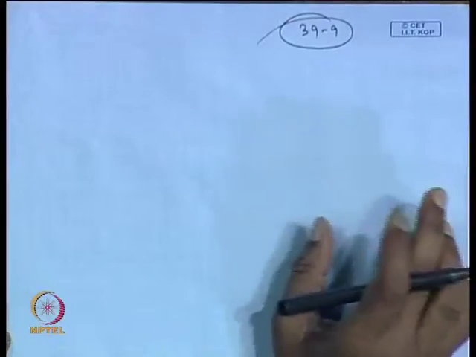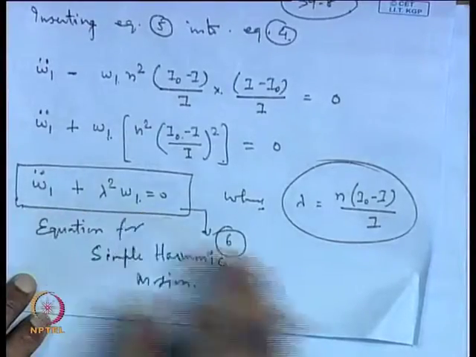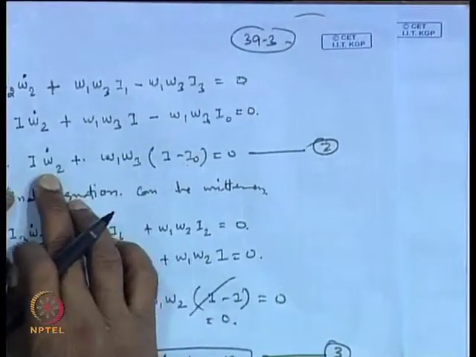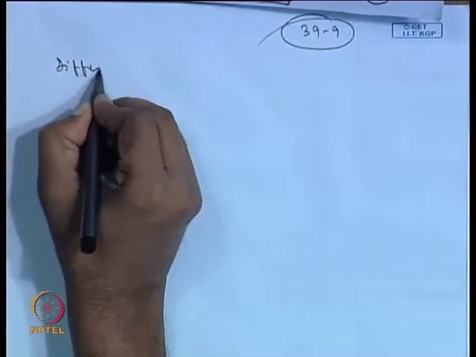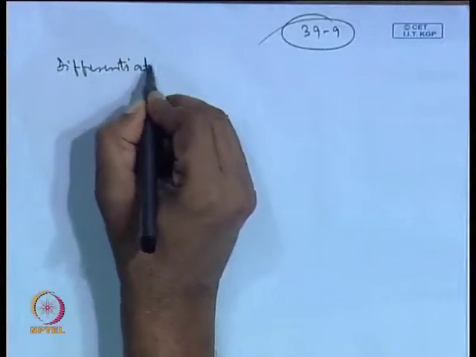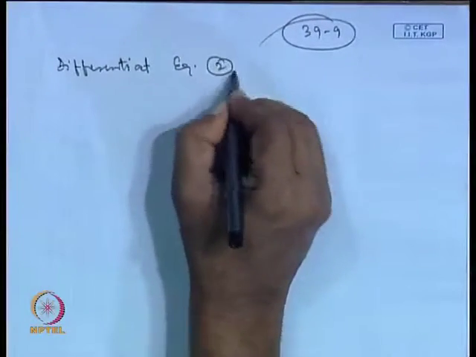Okay, so, the way we proceeded, we got one equation which is in the form of simple harmonic motion. Now, we can take the equation number 2. Okay. The way we have differentiated equation number 1, similarly, we differentiate equation number 2, differentiate equation 2.